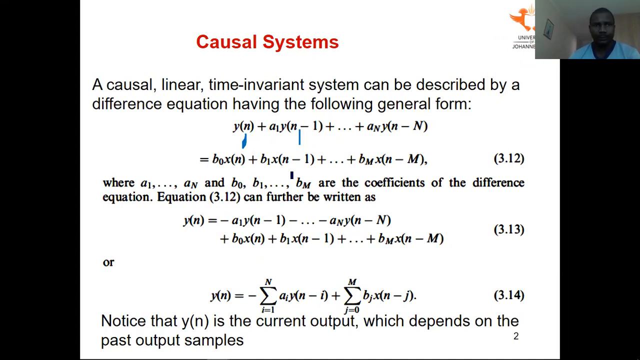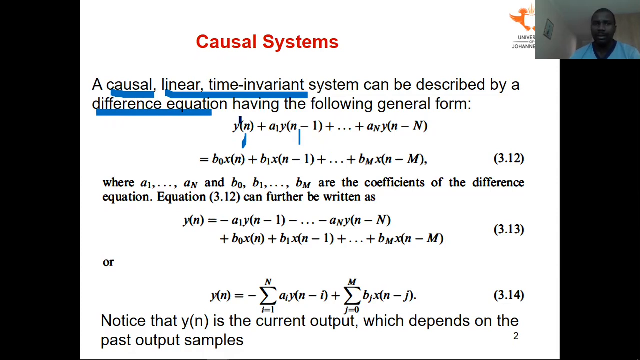Now, here is the general equation for a difference equation used in causal systems which fall under LTI. You can have a causal system which is non-LTI, which is not within our scope, but we'll be looking at the ones under LTI. This is the equation.